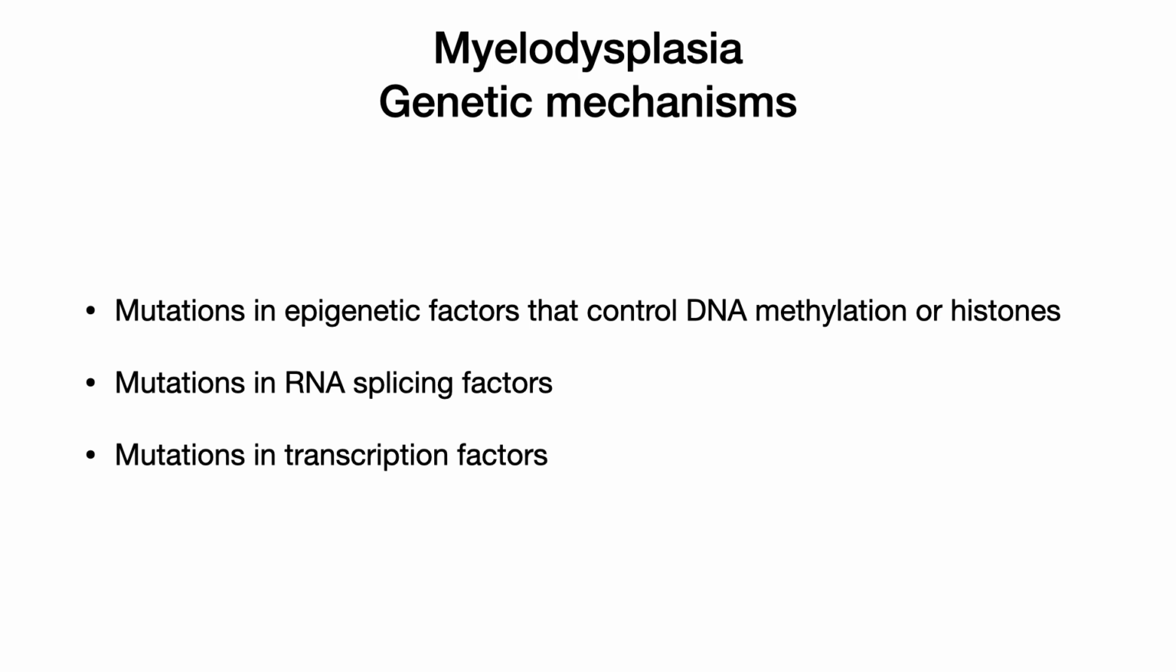So it says that the etiology for it is mutations in epigenetic factors that control DNA methylation or histones. So once again, just the ability for the cell to develop normally. Also, RNA splicing factors or transcription factors can play a role as well.